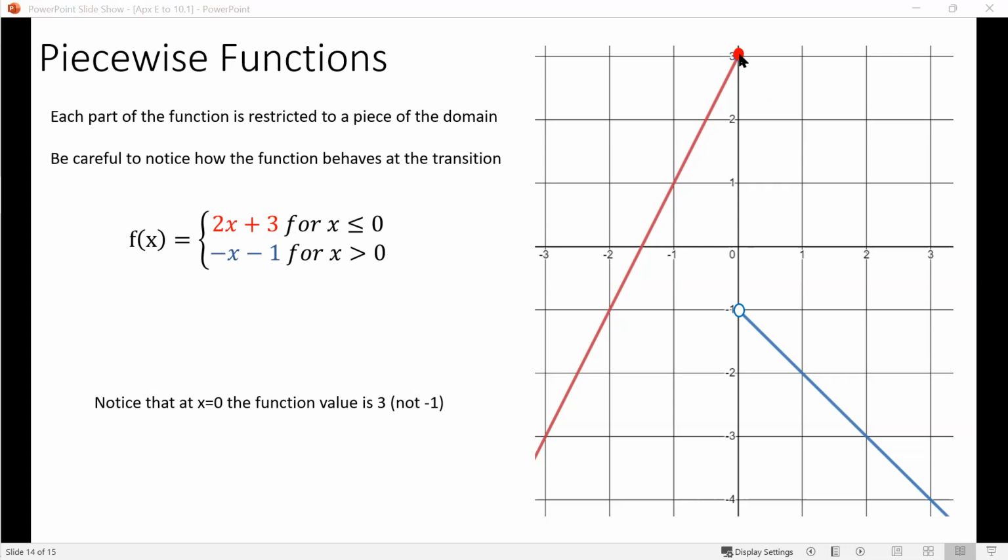So when you take a look at the graph, notice that our function behaves like 2x plus 3 for all the x values that are smaller than 0. When x is actually at 0, it also behaves like 2x plus 3 because we are including the point x equals 0 in this first piece of our function. Now, for all x values greater than 0, our function behaves like negative x minus 1. Notice we put this open circle here to indicate that when x is 0, we are not down here at negative 1. In fact, when x is 0, we are up here at 3.